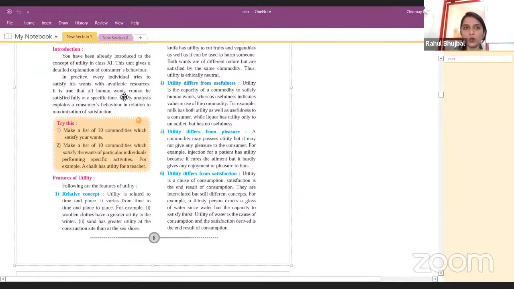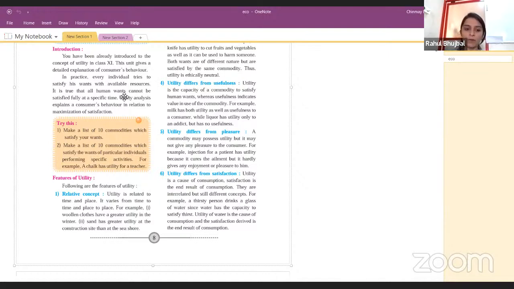SRK, what question was asked in UPSC? BHIM case. So S stands for subjective concept. R stands for relative concept. Then utility is different from usefulness. T, different from pleasure. S, utility is different from satisfaction, and T stands for UPS. E stands for ethically neutral.